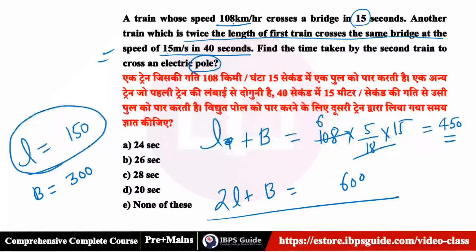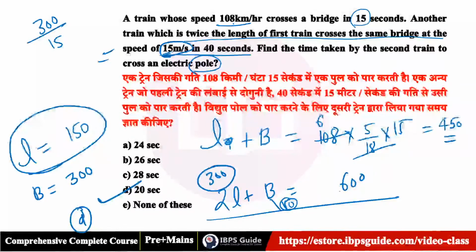Now you know this. Now remember, guys, the speed is this, and the length of the second train will be 300, since the first is 150, and the speed is 15, so 300 upon 15, that is 20 seconds. Option will be D.